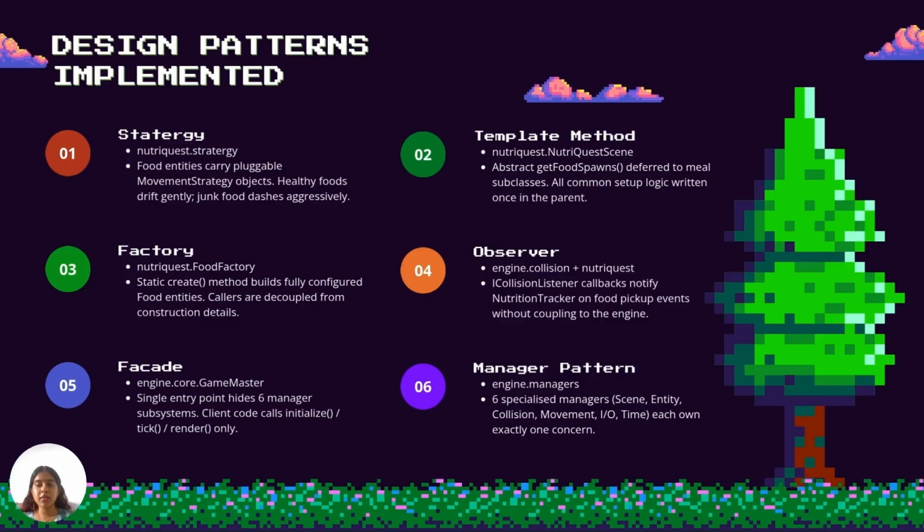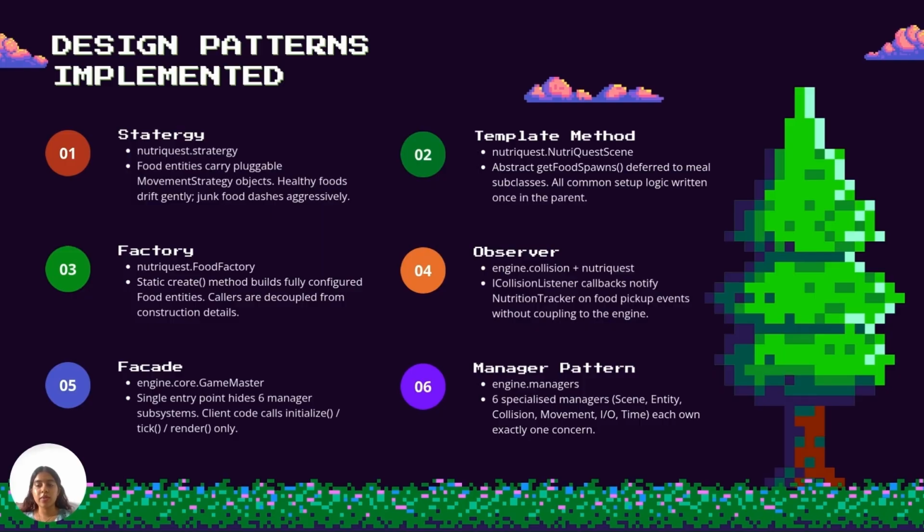Next is the template method pattern. Used across both hierarchies, a base class defines overall flow like starting, updating, and stopping a level, while subclasses only provide specific configurations. This keeps shared logic in one place and makes each level extremely lightweight. Third, the factory pattern is handled by a food factory. All food objects are created in one central method, which decides their type, points, speed, and movement strategy. This completely decouples the object creation from the rest of the system.